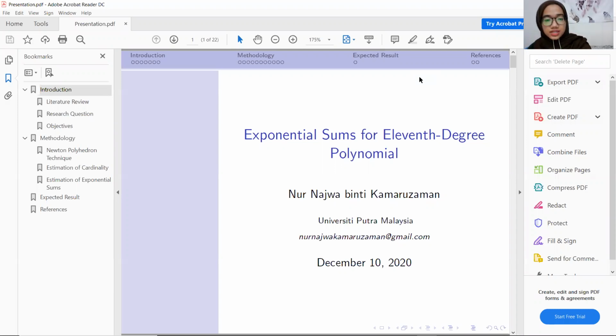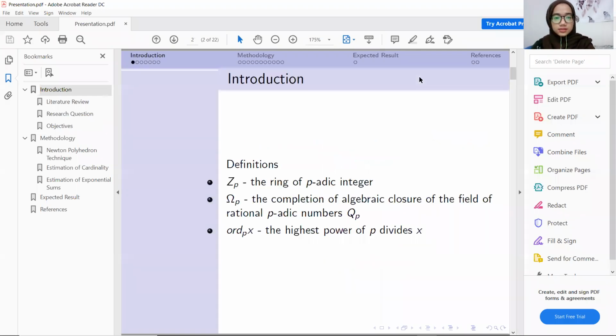Today I would like to present my research proposal paper, and the title is Exponential Sums for 11th Degree Polynomial. For the introduction, polynomials are algebraic expressions that involve a sum of powers in variable multiplied by coefficients. So, in my research proposal, I would like to propose how to find the exponential sums of 11 degree polynomials.